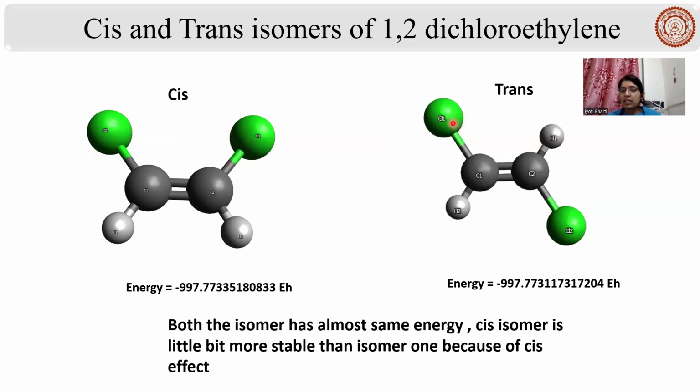But in the case of trans, the positive and negative fluorine will be far away as compared to the cis one. So this is called the cis effect, and that's why the cis one is more stable, because of the electrostatic attraction between these two chlorine molecules. So now the data is also confirming that cis effect here.